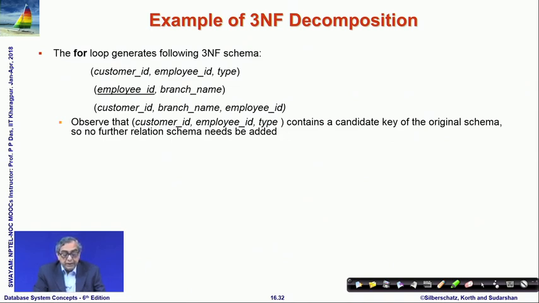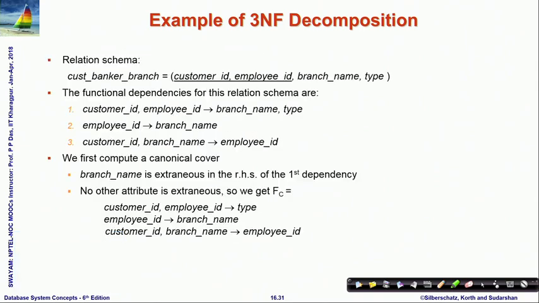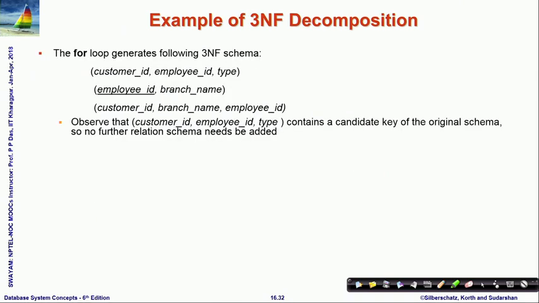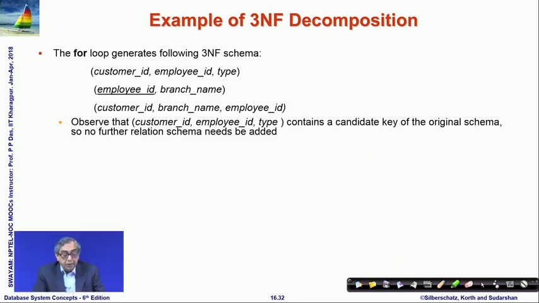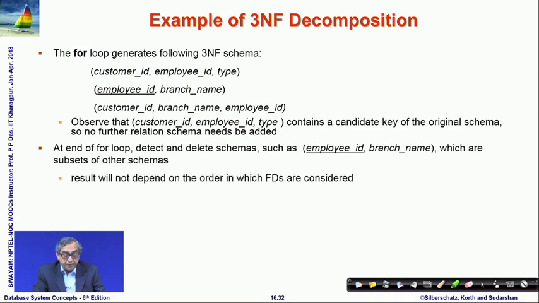Now, once you have done that, if you look into the original key, it was customer ID and employee ID, and you find that in the second and the third relations you already have that. So, you do not need to add a separate relation for accommodating the key. We can now declare that no further key needs to be added, and we have the final 3NF decomposition.